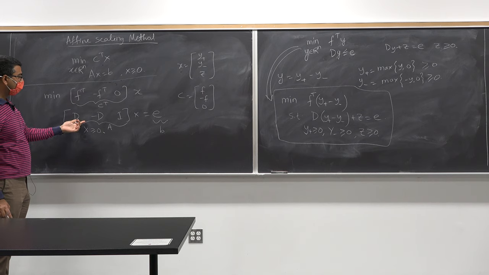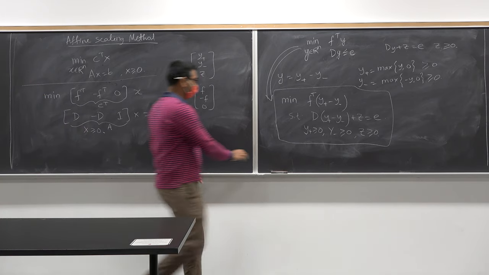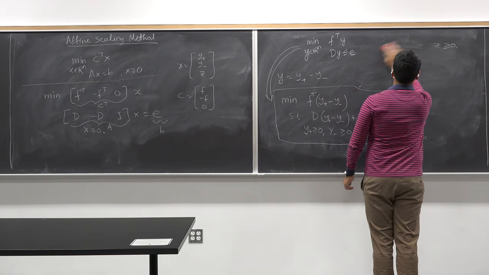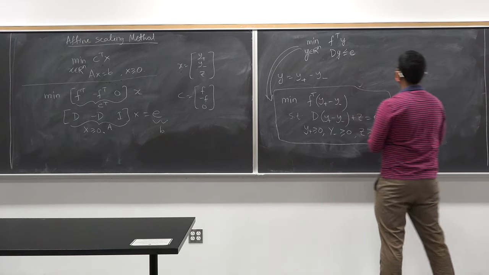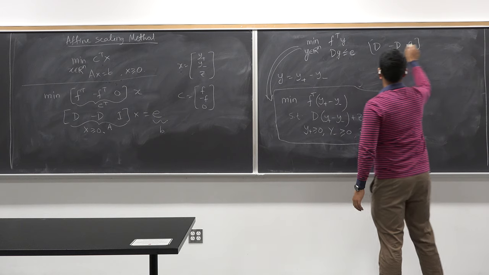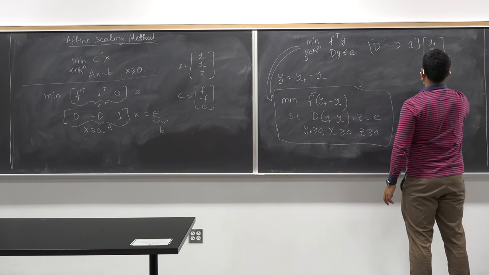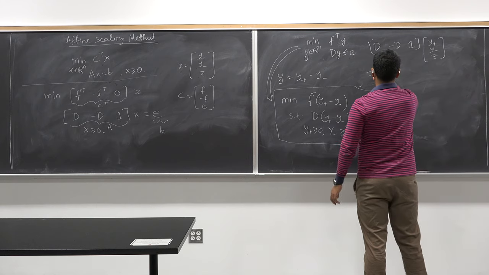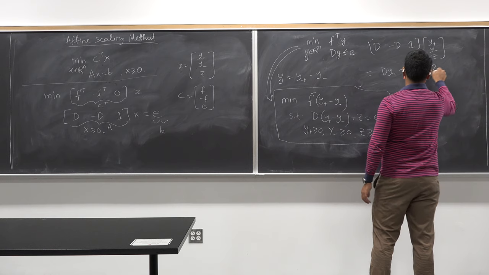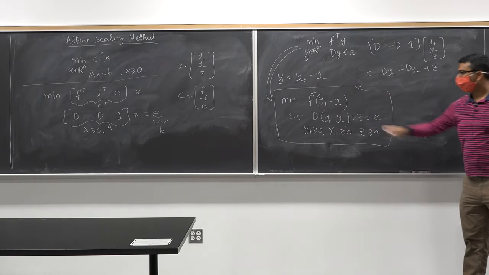And then let's look at the constraint. D, minus D, identity times y plus, y minus, z is actually equal to Dy plus minus Dy minus plus z, which is exactly this expression here.